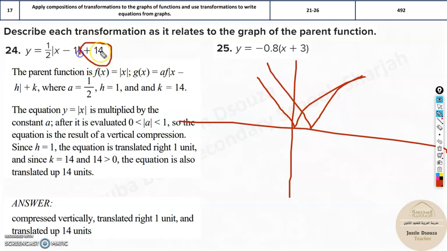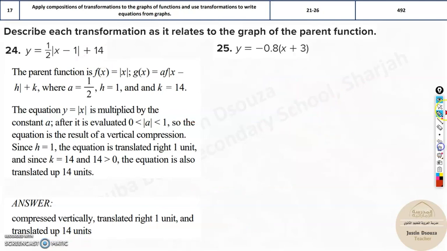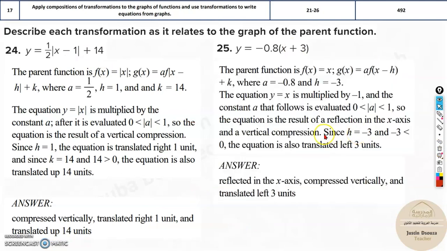Up and down is outside. This is translated up by 14 units. And over here, if it's minus, you need to take a right. Plus is minus because we have to equate that to 0, and it'll be x equals 1, positive 1. So it is translated right by 1 unit. This is the answer. Same way, please do the other ones.